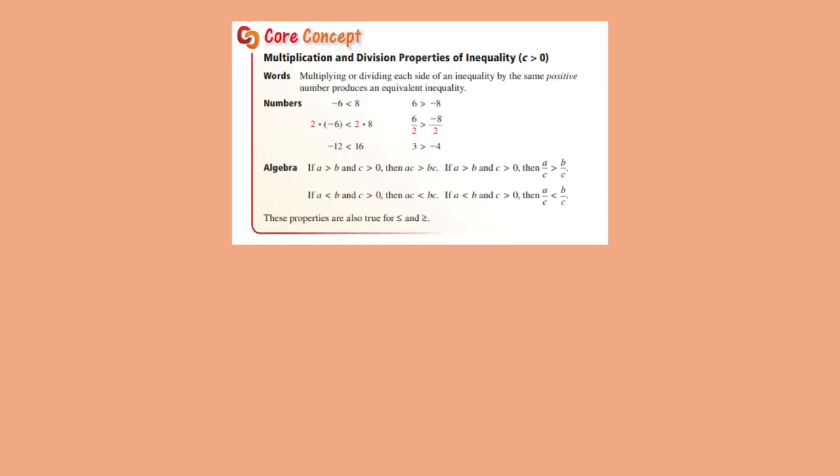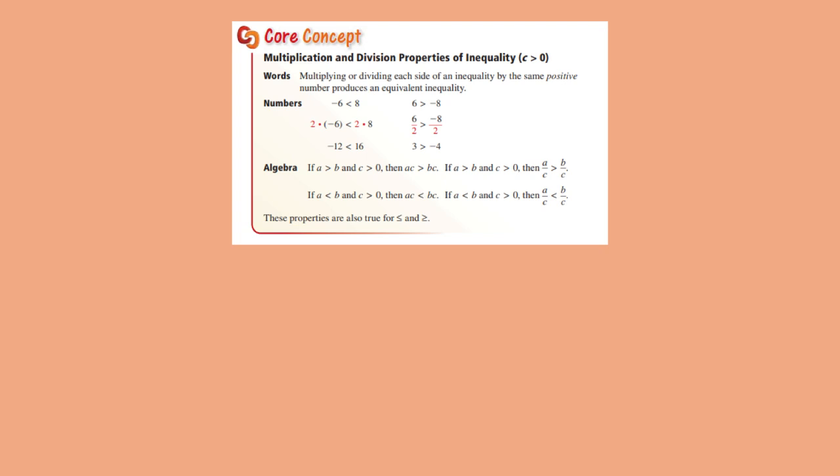The second slide, we have multiplication and division properties of inequality, where C is going to be greater than 0. Okay, what does that mean? The only difference in inequality with multiplying and dividing is that we have a special rule. When we're dividing and multiplying, sometimes we have to change our what? Our signs.